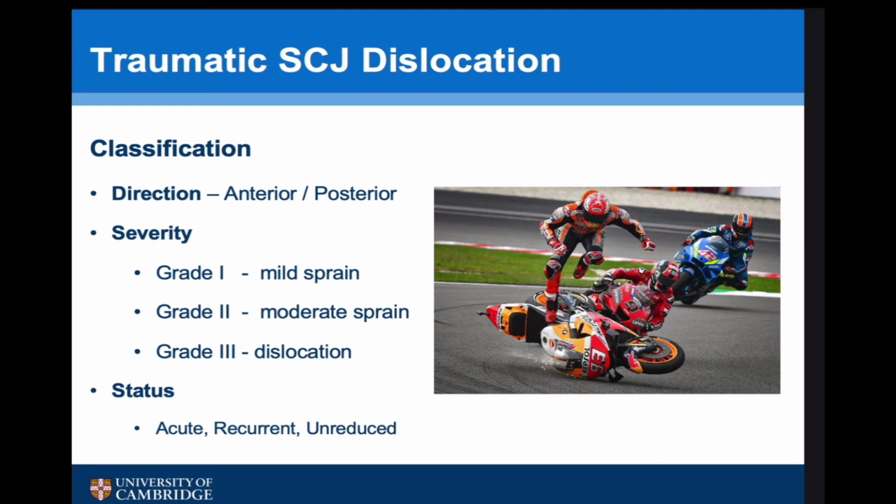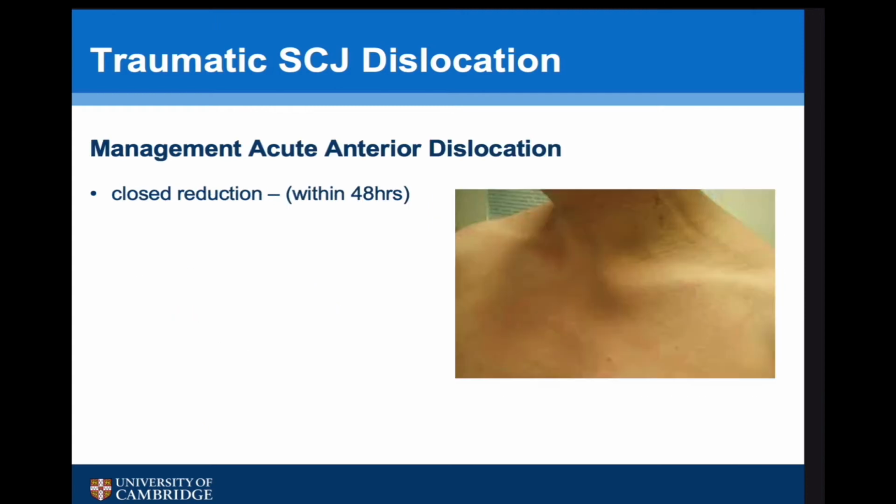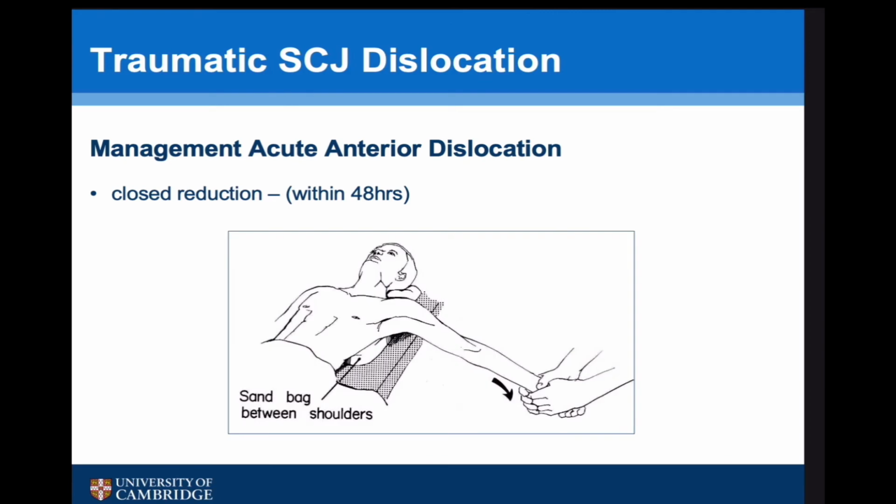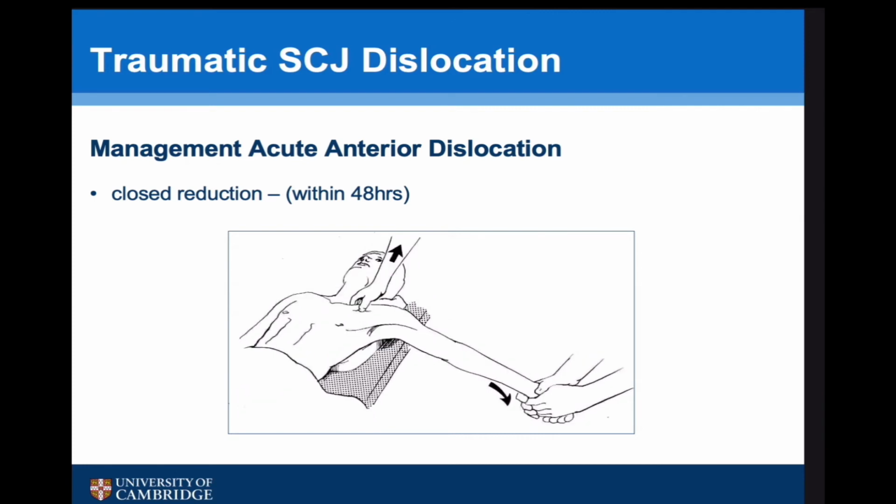Dislocations can be classified by direction, so anterior or posterior, their severity, so grade 1 a mild sprain, grade 2 a moderate sprain, and grade 3 a dislocation, or their status, so they could be acute, recurrent or unreduced. The management of an acute anterior dislocation, certainly within 48 hours, is a closed reduction. This is best done in an operating theatre, and traditionally the patient has a sandbag just beneath their shoulder. Longitudinal traction is placed on the arm, and then someone else will just push the clavicle down to try and reduce it.